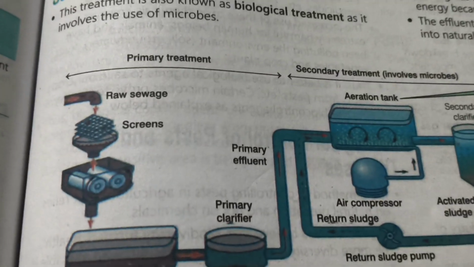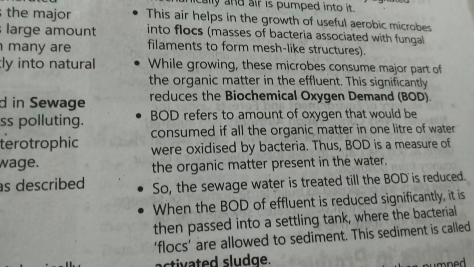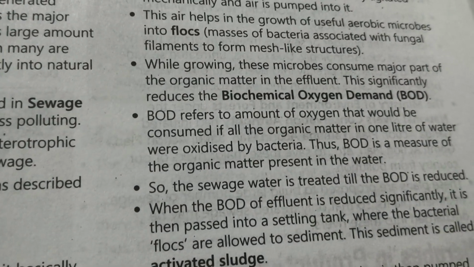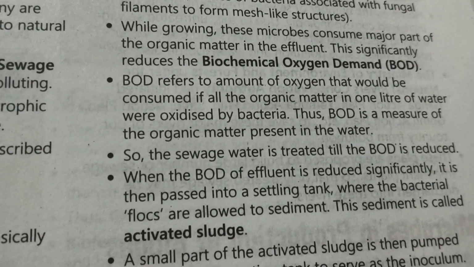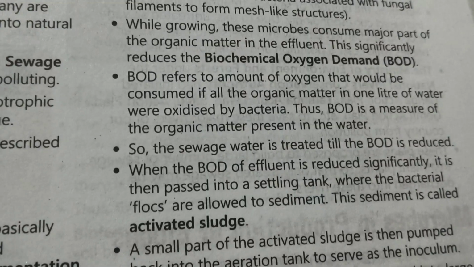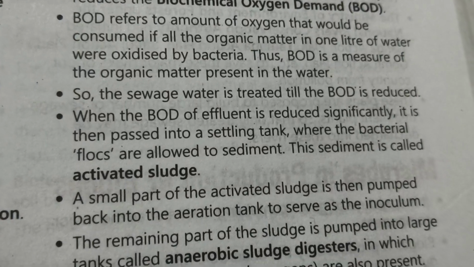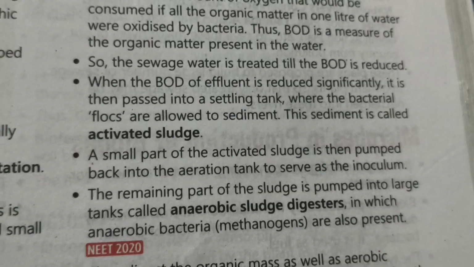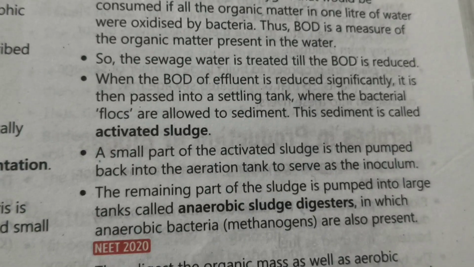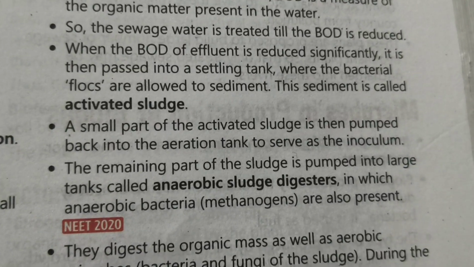Secondary treatment. This treatment is also called biological treatment as it involves the use of microbes. Air is passed into the effluent, and this air helps in the growth of useful aerobic microbes into flocs. While growing, these microbes consume a major part of the organic matter in the effluent. This significantly reduces the biochemical oxygen demand. BOD refers to the amount of oxygen that would be consumed if all the organic matter in one liter of water were oxidized by bacteria. This BOD is a measure of the organic matter present in the water. So the sewage water is treated till the BOD is reduced significantly.